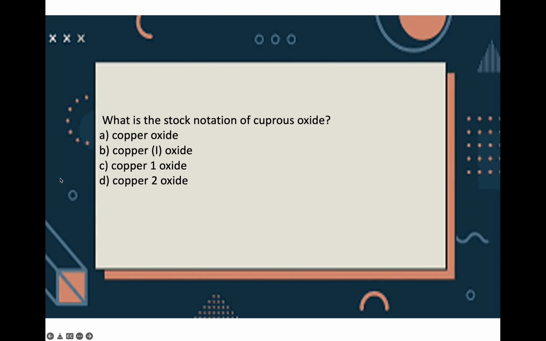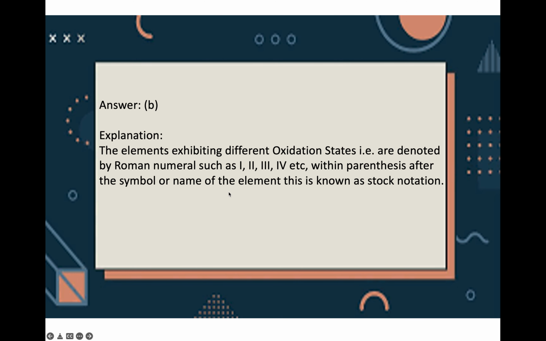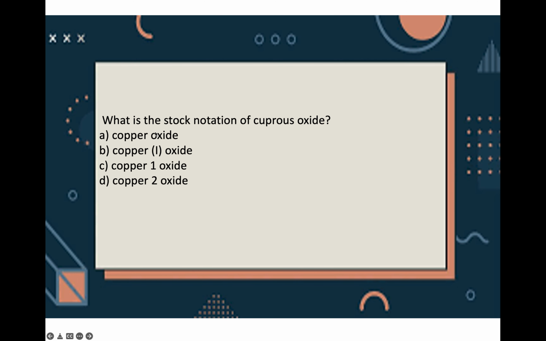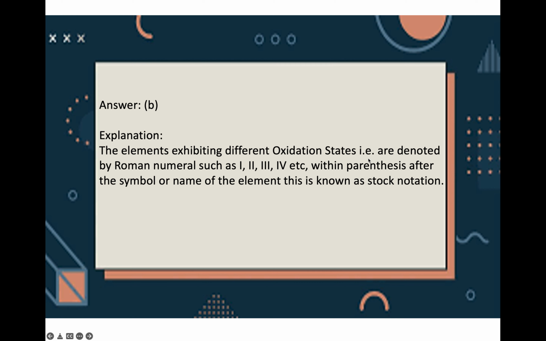Okay, next question. What is the stock notation of cuprous oxide? Is it copper oxide, copper 1 oxide, copper 1 or copper 2 oxide? Option B, you write it in this way. Why? Elements exhibiting different oxidation states are denoted by Roman numerals. Remember that. You write it within parentheses after the symbol or name of the element, and you call it stock notation. So you have to write it in Roman numerals within brackets. Parenthesis means brackets, after the symbol or name of the element.